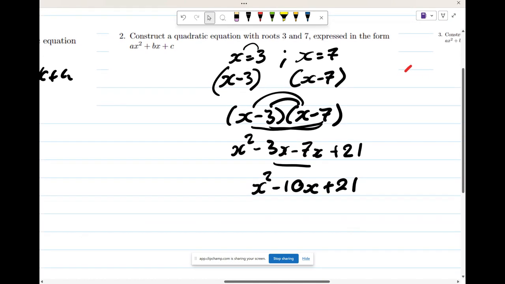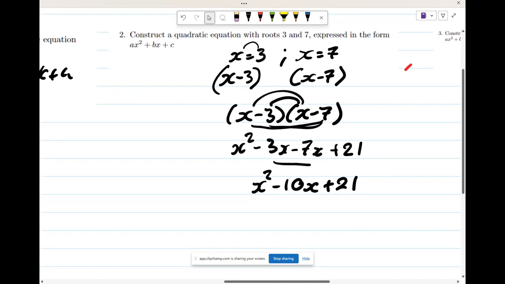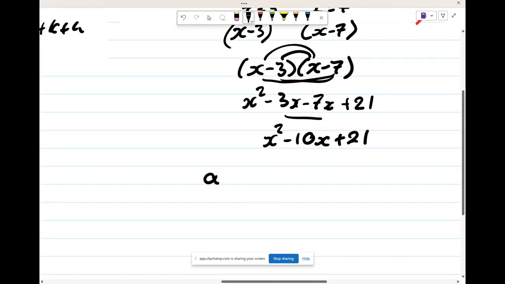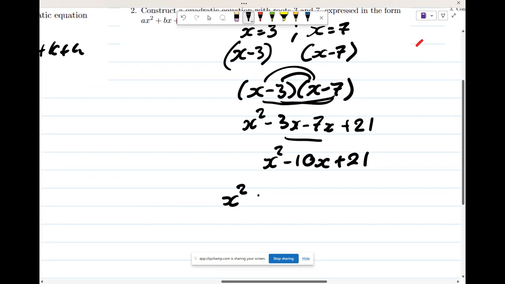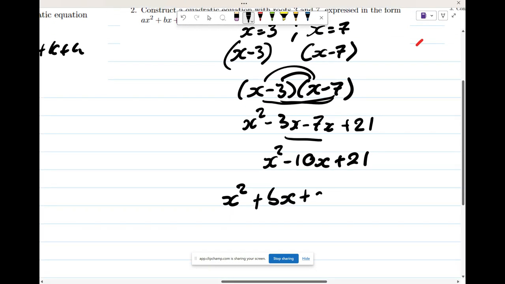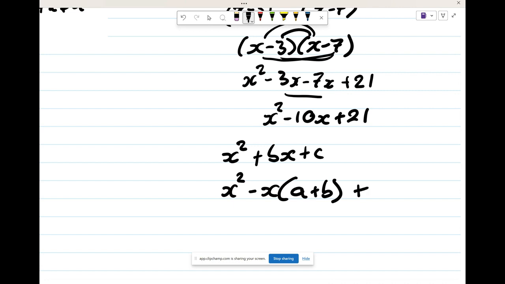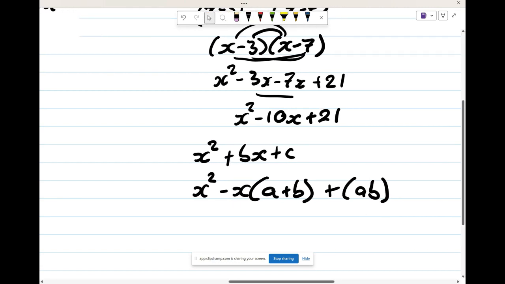Now, the reason I put this question in is because of the trick I was telling you before. So you can write any quadratic expression that's written like this, x squared plus bx plus c, we can write that as x squared minus x times (a plus b) plus a times b. And a and b here are your roots. So you can write any quadratic expression like this.